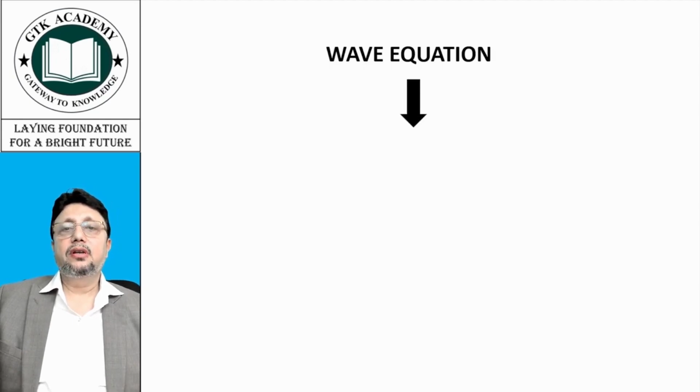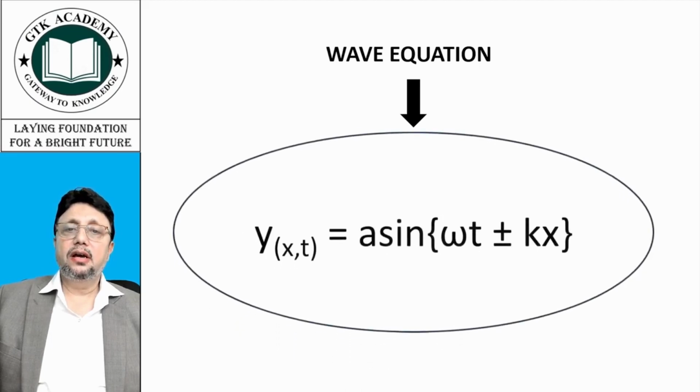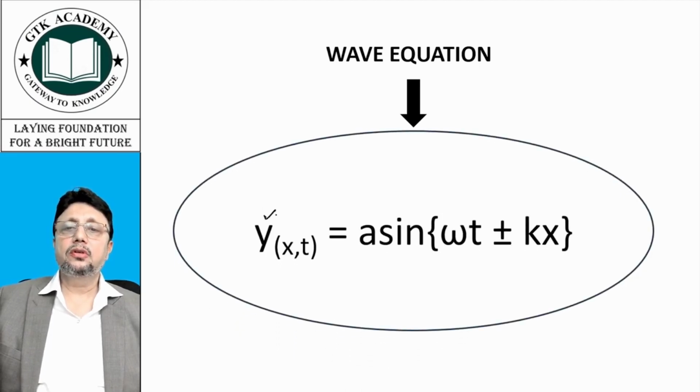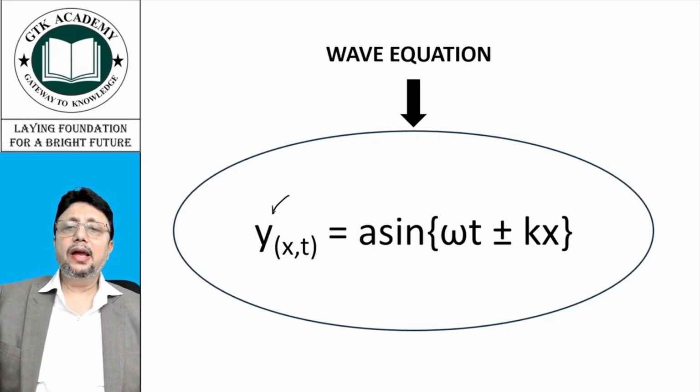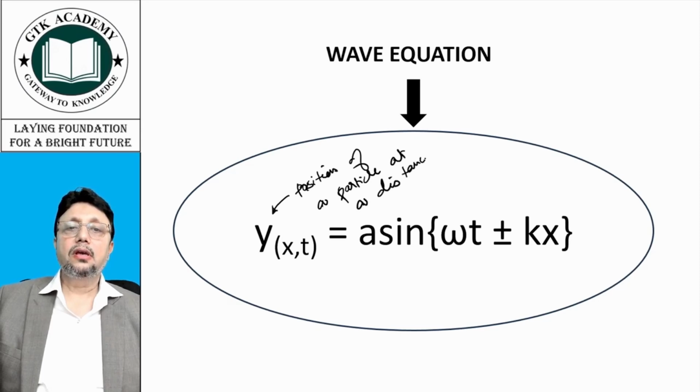Now, the wave equation is written in this form. You must have seen it in books. Y is equal to A sine omega t plus or minus kx. Y is a function of x and t. What does that mean? It means y is the position of a particle at a distance of x at time t.